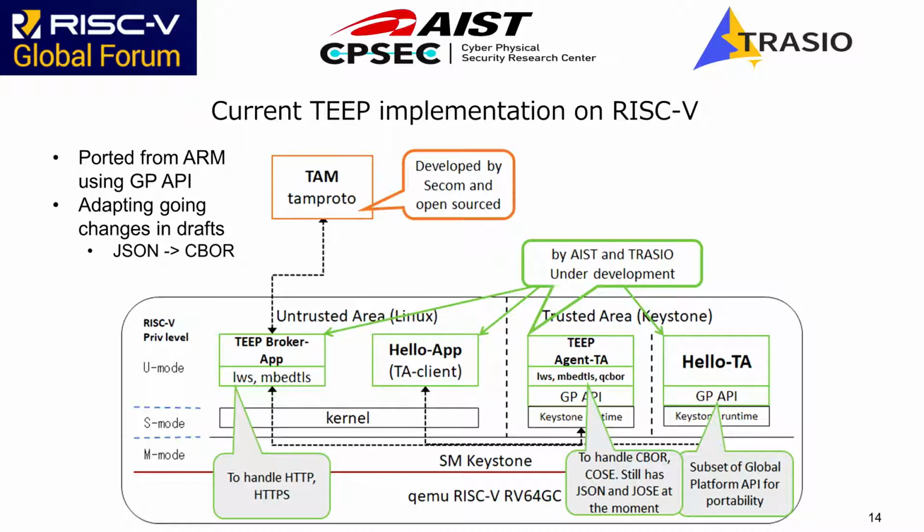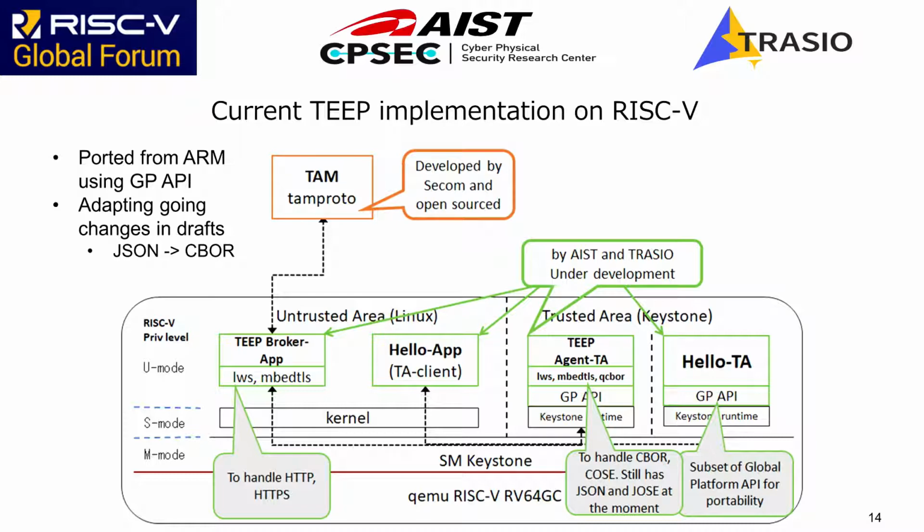And the TEEP Agent TA is the most important feature. It needs to handle CBOR and COSE. At the moment, we're still handling JSON and JOSE, and that's where we are starting with the testing. To handle the TEEP protocol, we're using libwebsockets for JSON handling, mbed TLS for JOSE and COSE, and QCBOR for CBOR. And Hello TA is pretty much the same code as what we were running on ARM in the initial prototype. For the Global Platform API, we didn't have to change anything.